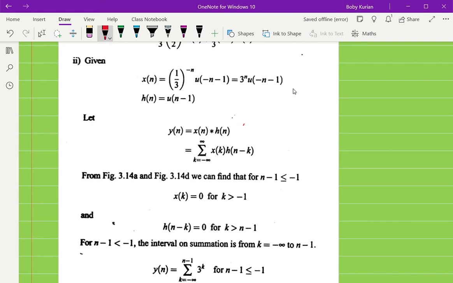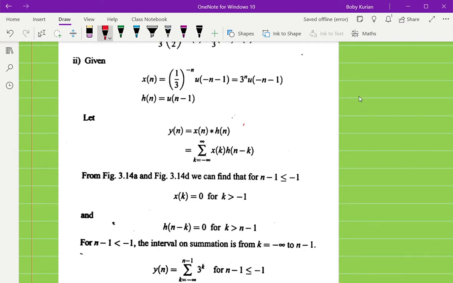Let us see another example of convolution sum. Here x of n is given as (1/3) raised to minus n times u of minus n minus 1, and h of n is given as u of n minus 1. First of all, let us take (1/3) raised to minus n u of minus n minus 1. So what is u of minus n minus 1?